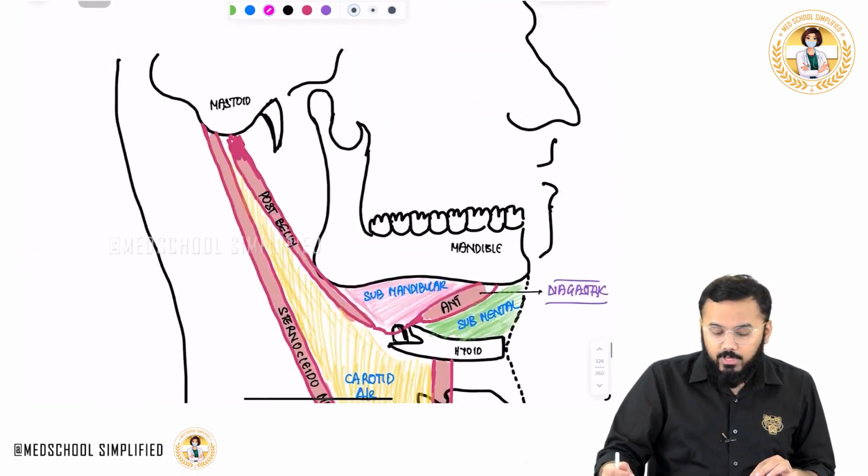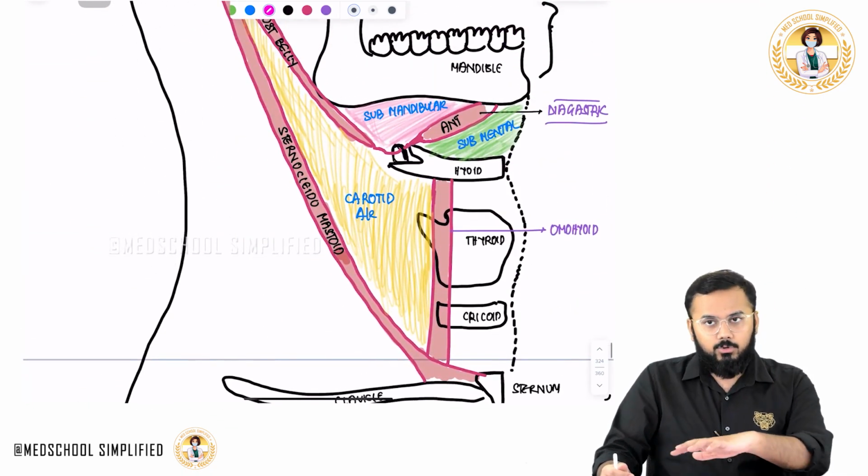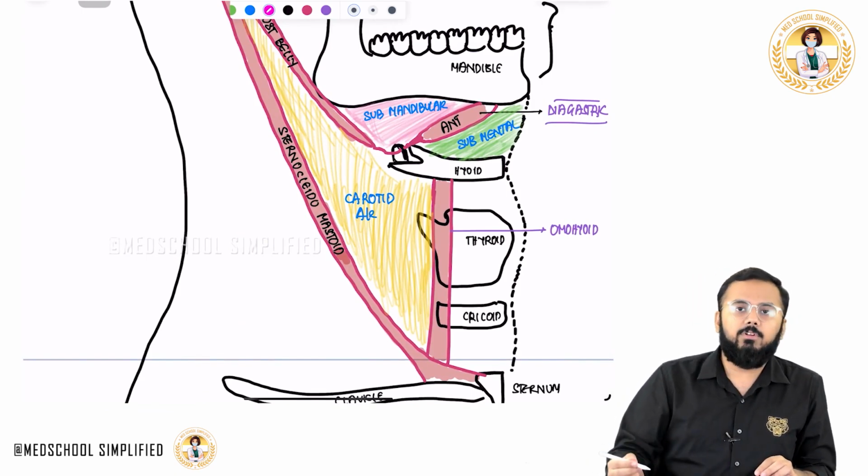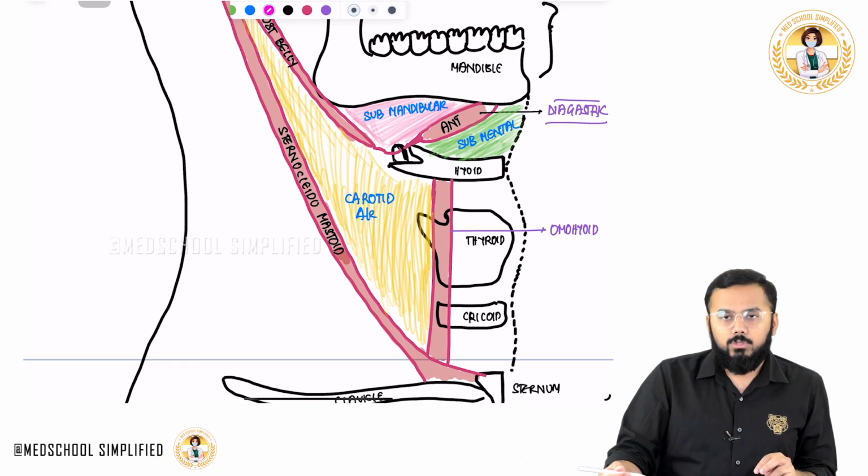So these are some of the important features which you need to know regarding the anterior triangle, and later on in the next videos we shall discuss each and every triangle and its contents. Okay. So this is all you need to know.